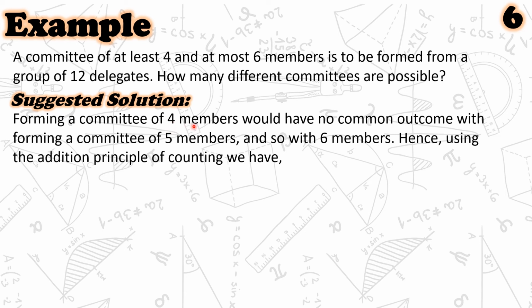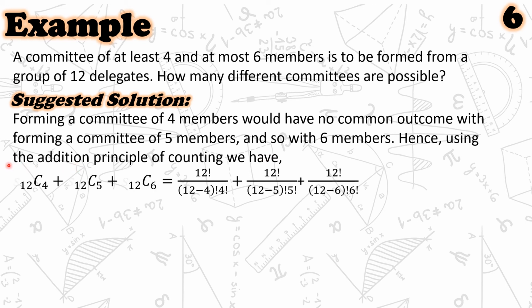Forming a committee of 4 members would have no common outcome with forming a committee of 5 members, and so with 6 members. Hence, using the addition principle of counting, we have 12 combination 4 plus 12 combination 5 plus 12 combination 6. These are different committees that may be formed. One with 4 members, because we have at least 4. Another with 5 members, and at most 6, so we have another committee with 6 members possible.